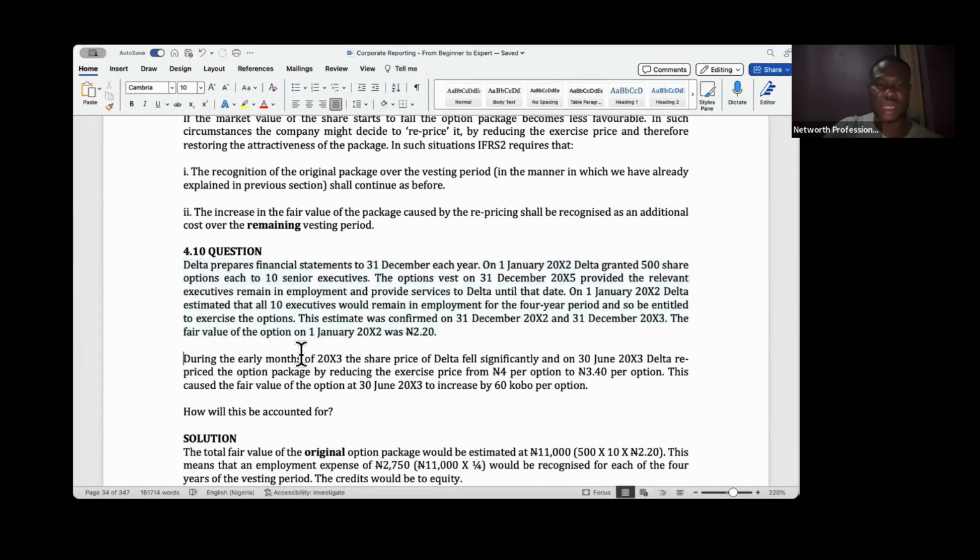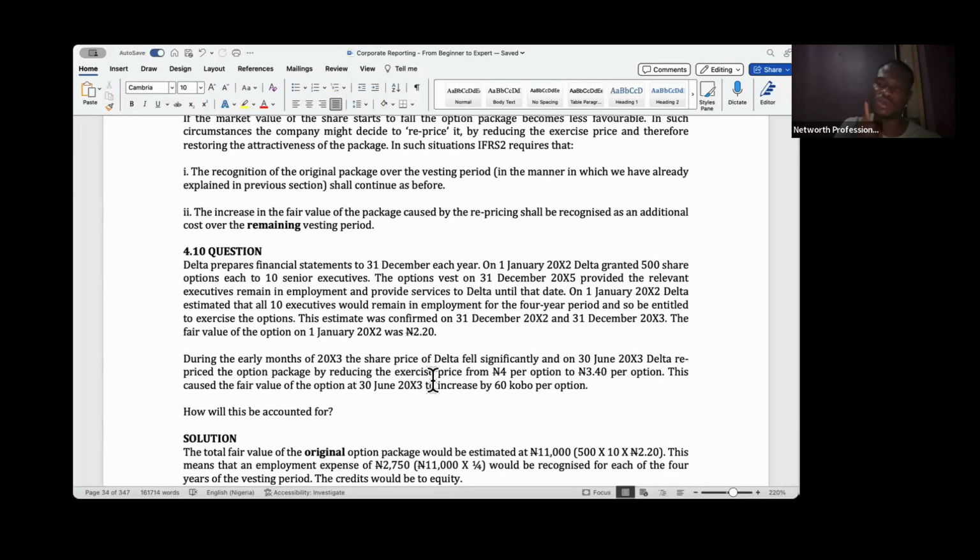So they now said during the early months of 2003, the share price of Delta fell significantly, and on 30th June 2003, Delta repriced the option package by reducing the exercise price from 4 naira to 3.4 naira. That is what we need. We don't even need this one. What we need is that they said this cost the fair value of the option at 30th June 2003 to increase by 60 kobo per option. This is what we need.